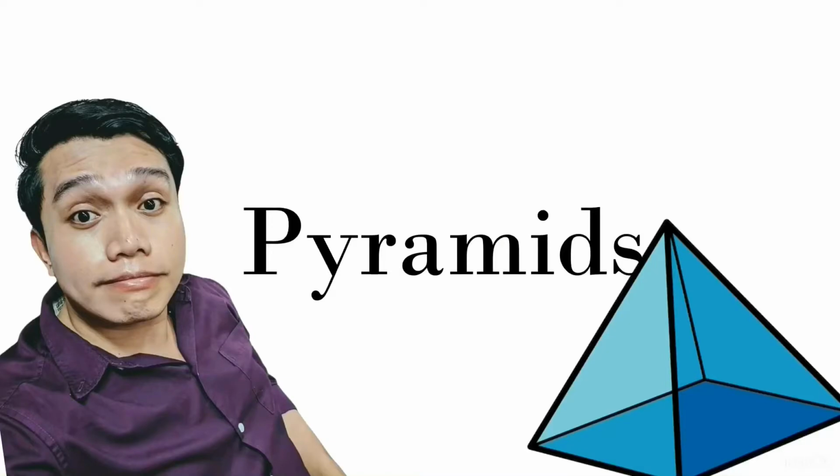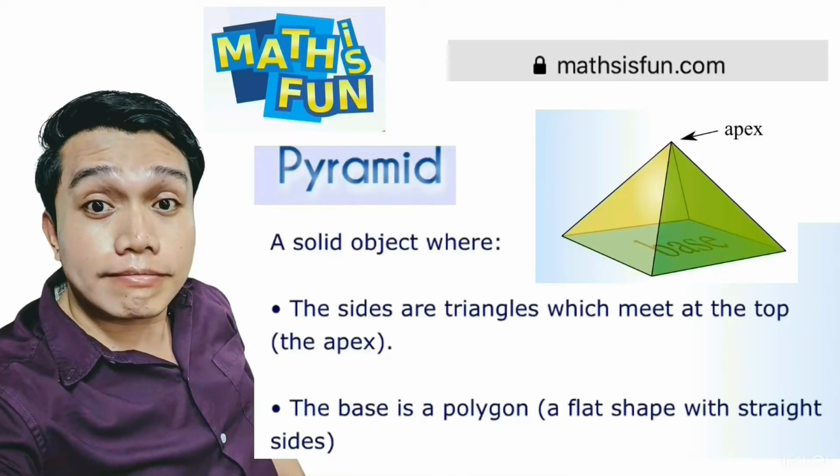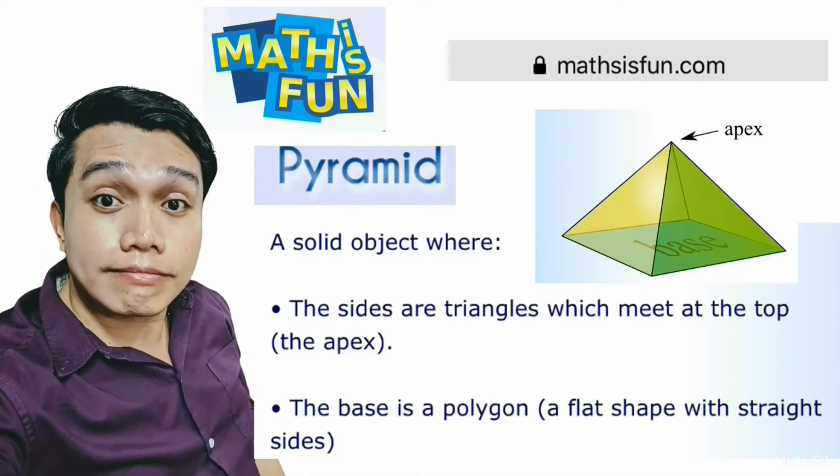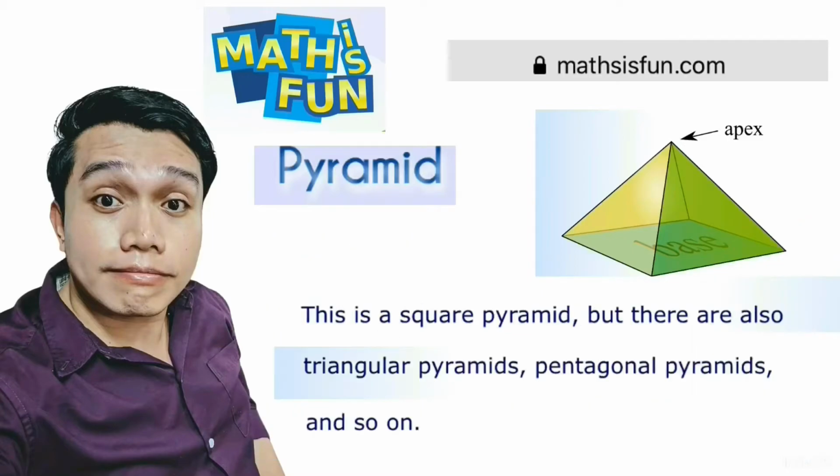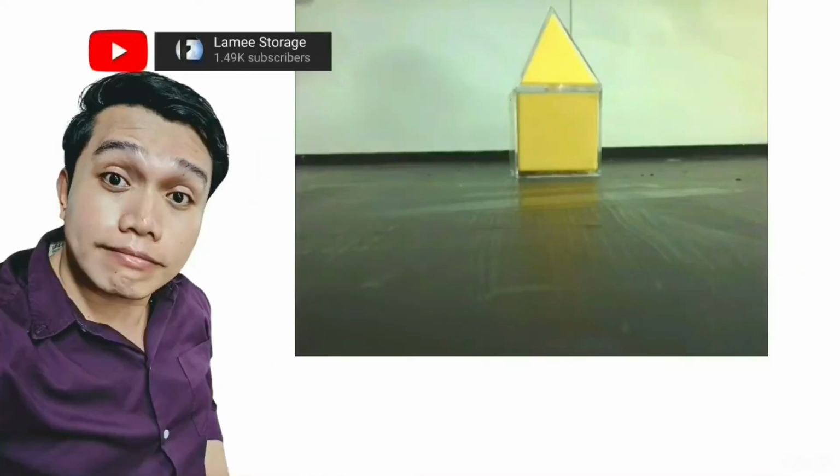Next, we will be looking at the volume of pyramids. Pyramids are solid objects where the sides are triangles which meet at the top or the apex of a single base, which is a polygon or a flat shape with straight sides. The diagram to the upper right is a square pyramid, but there are also triangular pyramids, pentagonal pyramids, and so on.